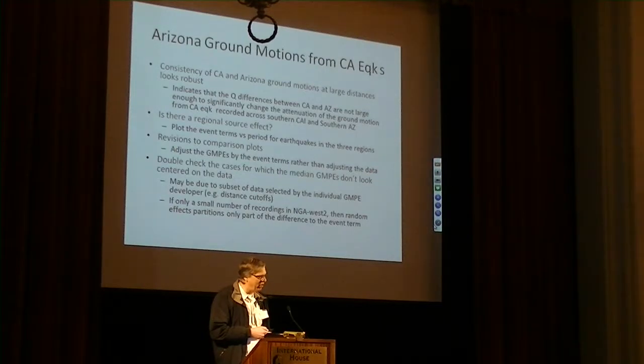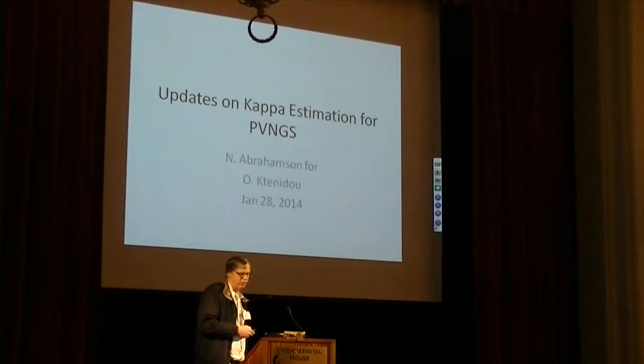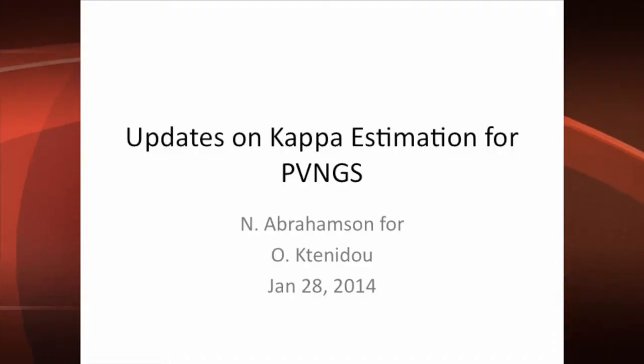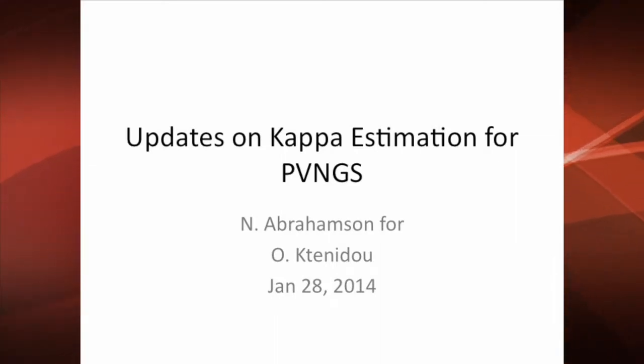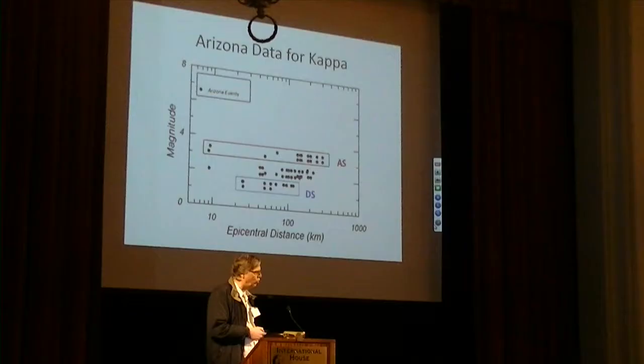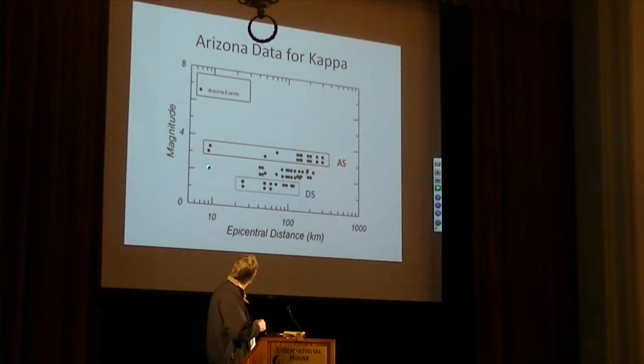Let me run through kappa, and then we'll see if you have any questions on all of the Arizona data and analysis together. So Olga did kappa estimates for us, and I presented that for her at the January meeting. The data to estimate kappa are just those local data that we talked about. So that's the little earthquakes, magnitude 1 to 3.5. And this is the distance range here.